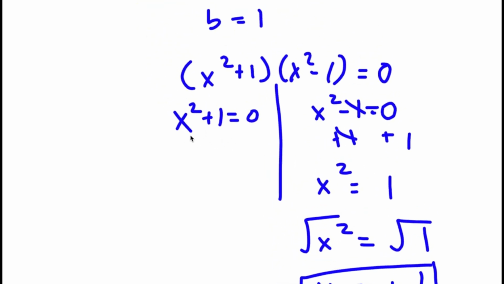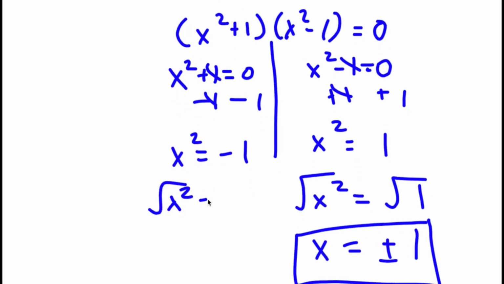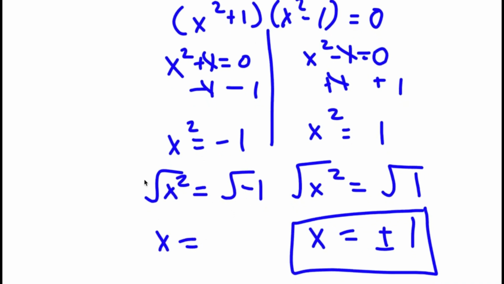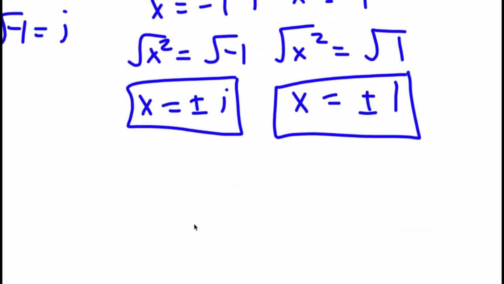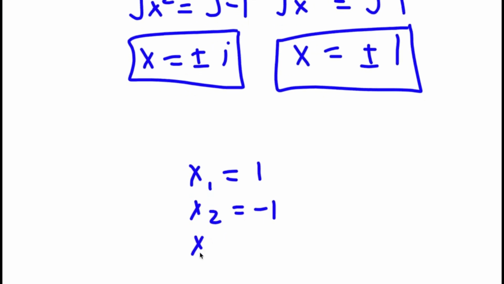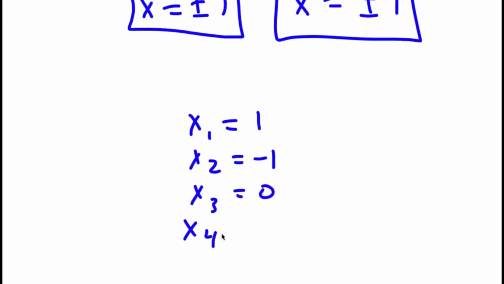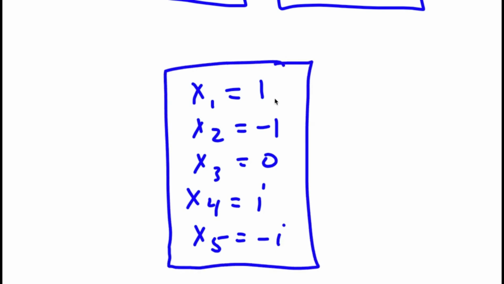And now x squared plus 1 equals 0. I'm going to start by subtracting 1 on both sides, so I have x squared is equal to negative 1. Now I'm going to take the square root on both sides. Square root of x squared is x, and the square root of negative 1 is actually equal to the imaginary number i. So I have x equal to positive or negative i. So these are two more solutions to this problem. So my solutions are x equals 1, x equals negative 1, x equals 0, x equals i, and x equals negative i. So these are my 5 solutions to this problem.